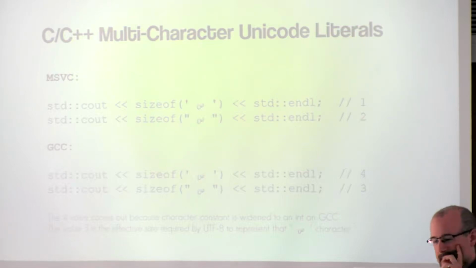Fascinating. So what is the length of that? How do you interpret that? That's the actual effective size required by UTF-8 to represent that character. What if GCC was UTF-32? How do you even get that? That's a good question.